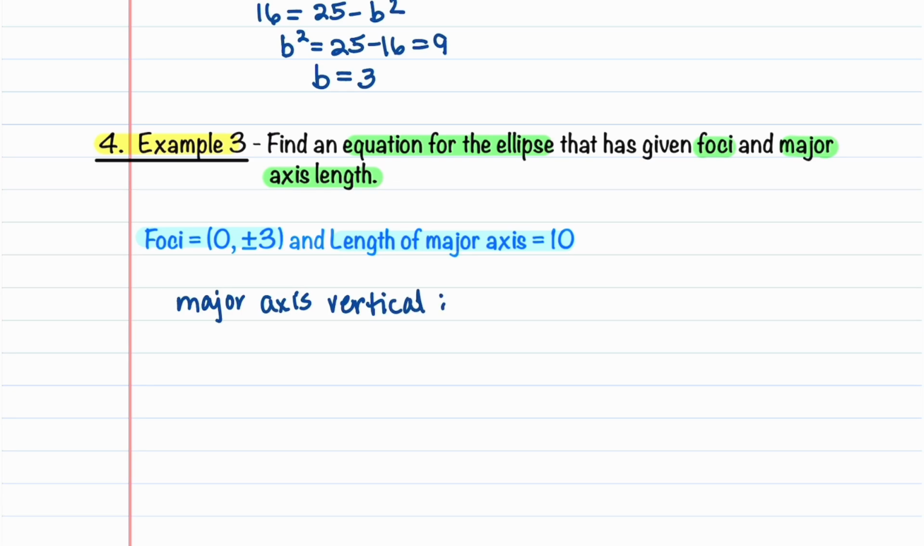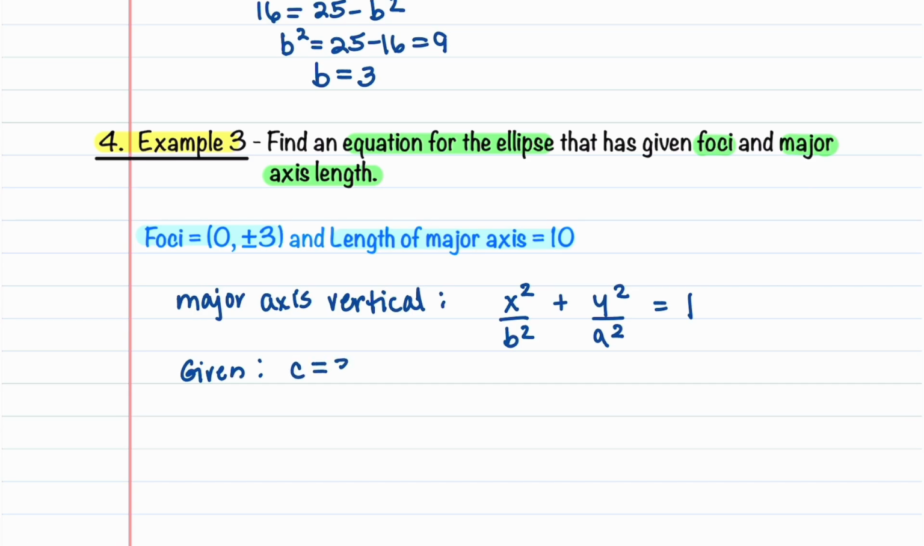That tells us that our equation is going to be x squared divided by b squared plus y squared divided by a squared is equal to 1. The a squared is going to go under the y squared because it's vertical. Now let's see what we're given. Our foci are located at (0, ±c), so we know that c is equal to 3. And then we're given the length of the major axis, and that is 2a, and we're going to set that equal to 10. So that's going to give us that a is equal to 5.